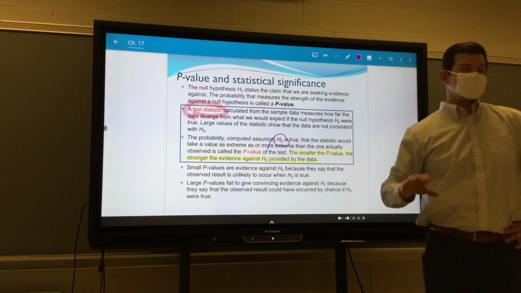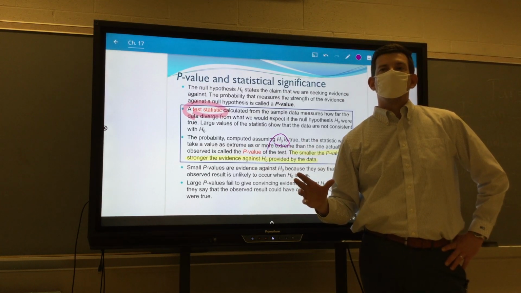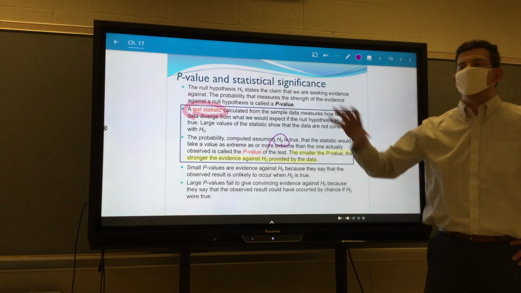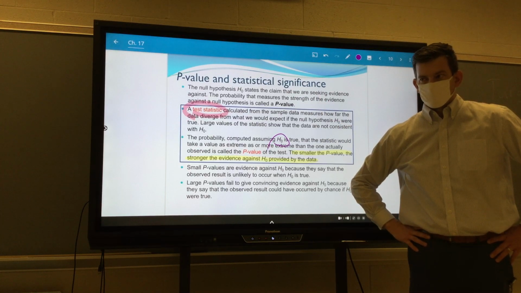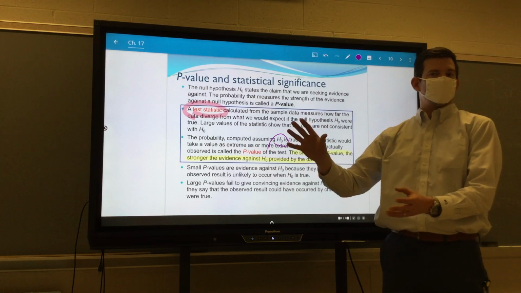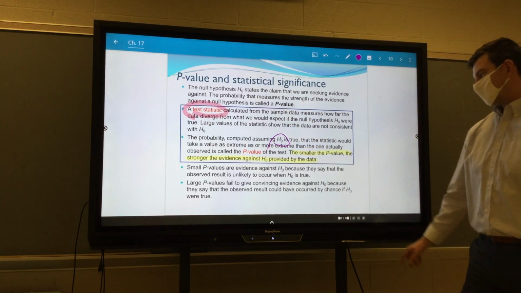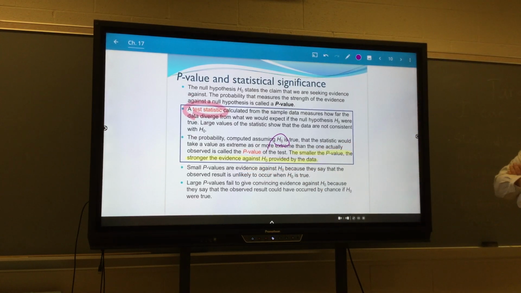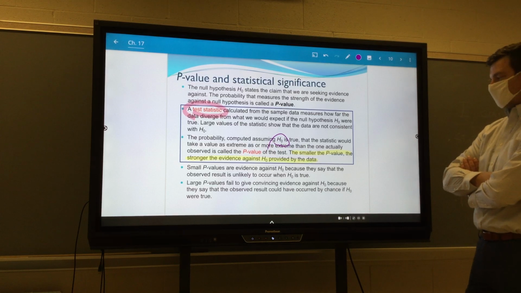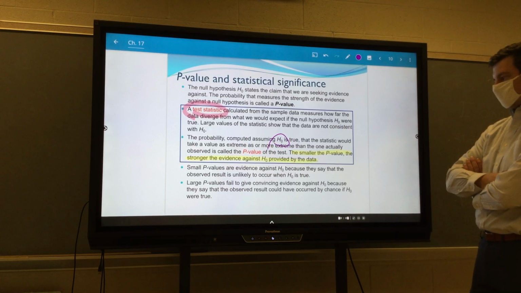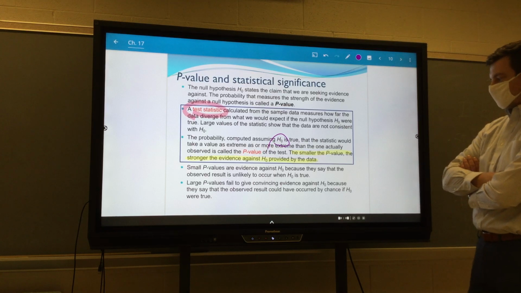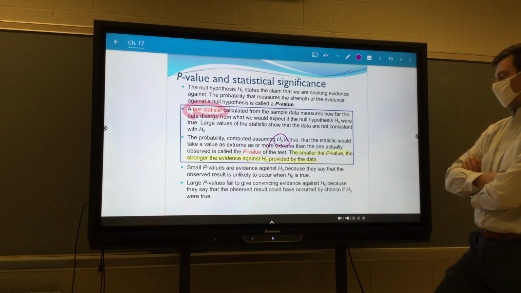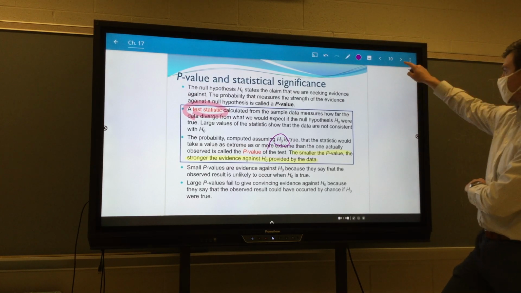If that p-value is not low, then we don't have strong enough evidence to reject that null hypothesis. Okay? So we just go with the null hypothesis as being true still. So, small p-values are evidence against the null because they say that the observed result is unlikely to occur when the null is true. Large p-values fail to give convincing evidence against the null because they say the observed result could have occurred by chance even if the null is true.